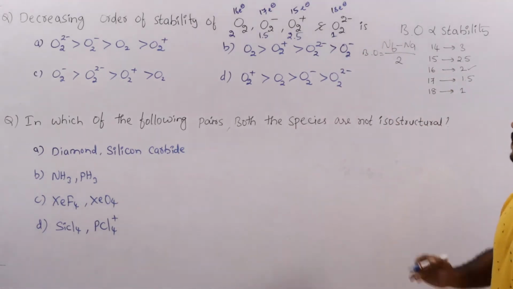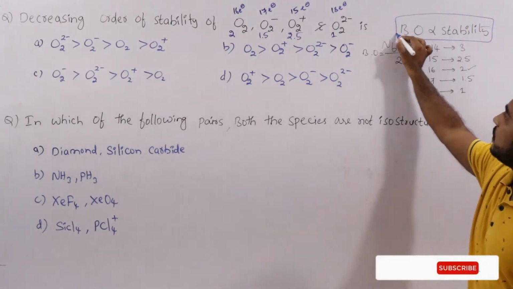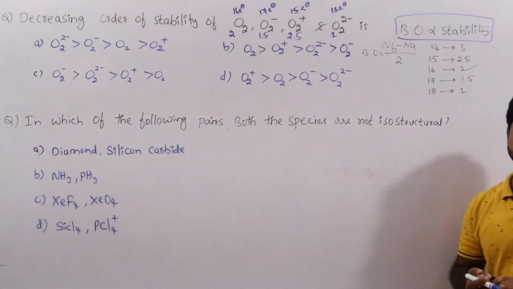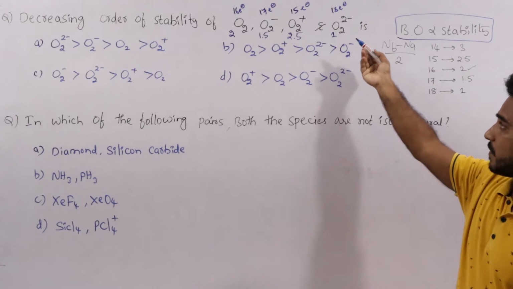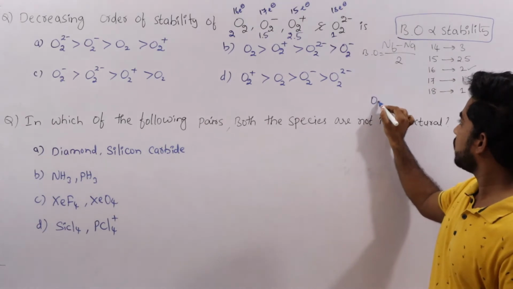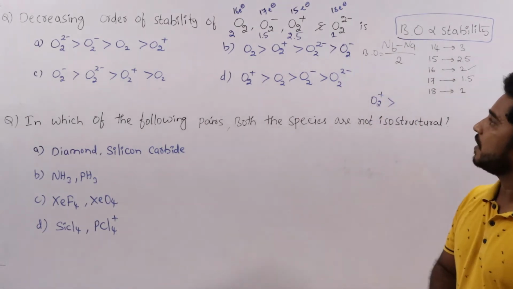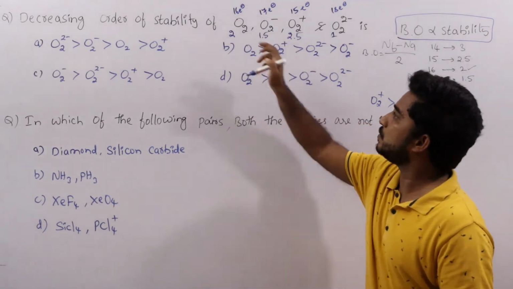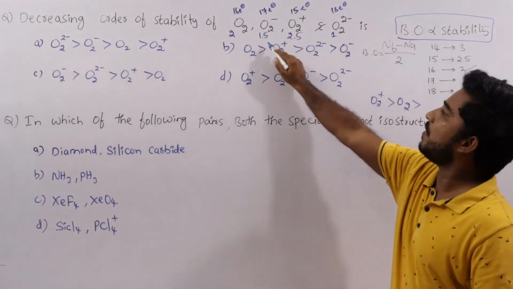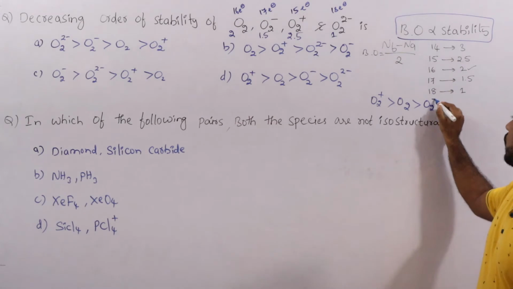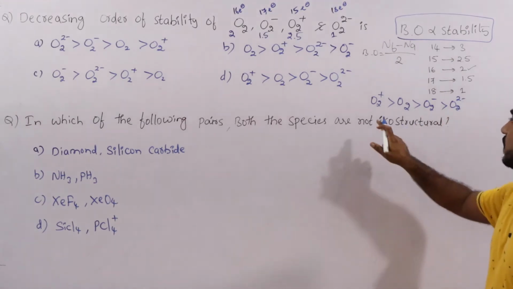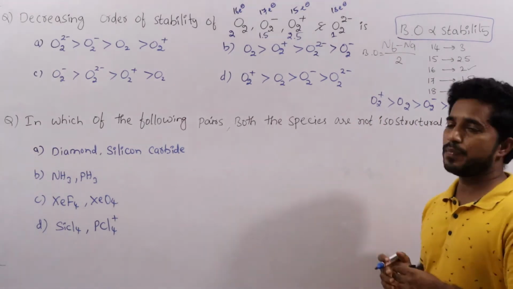Here, the stability of these species is directly proportional to the bond order. The species with more bond order has more stability. Which one has the most bond order? 2.5, that is O2 plus, greater than 2, O2, greater than 1.5, that is O2 minus, then 1, O2 2 minus. So this is the decreasing order of bond order for the given species.